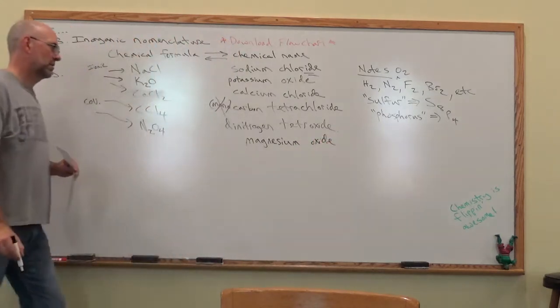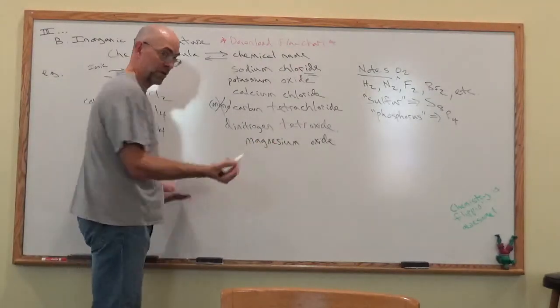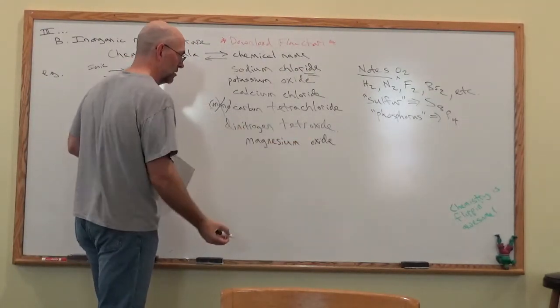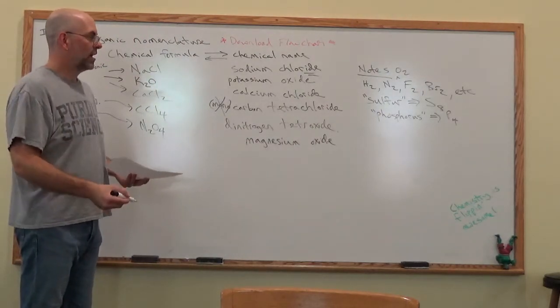Magnesium oxide. Okay, first off, it's ionic. That should be your first clue. Metal, non-metal. There are no prefixes. That should be your second clue that it's ionic.